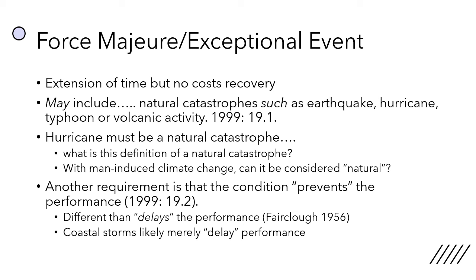And it also could be argued that there's no such thing as a natural catastrophe anymore because a lot of it is man-induced. Another point in the 1999 wording is the condition prevents the performance rather than delays the performance. And there is a subtle difference between the two that is discussed in the Fairclough 1956 case. Coastal storms are likely merely delaying the performance, not preventing it. All in all, I don't think a coastal storm would apply for force majeure.